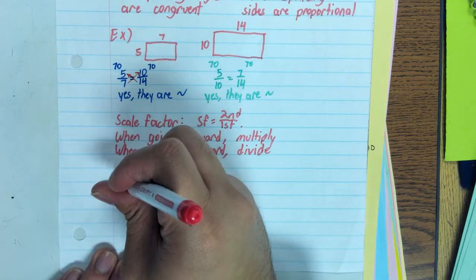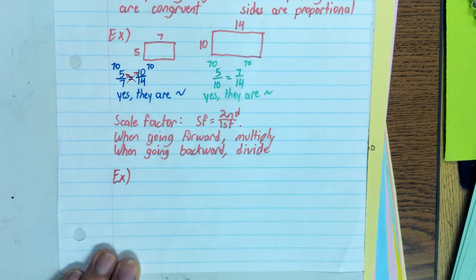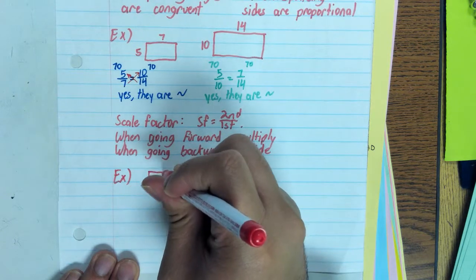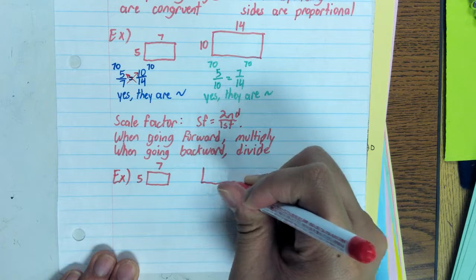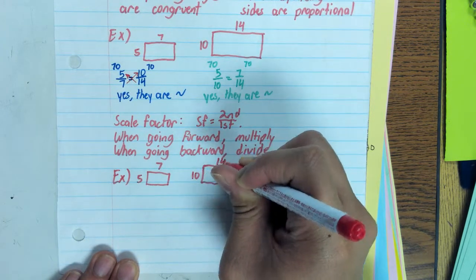Okay, using the same example from above. Again, we have my two rectangles. Just make a quick sketch. There's the 5, there's the 7. Slightly bigger rectangle. There's a 10, there's a 14.